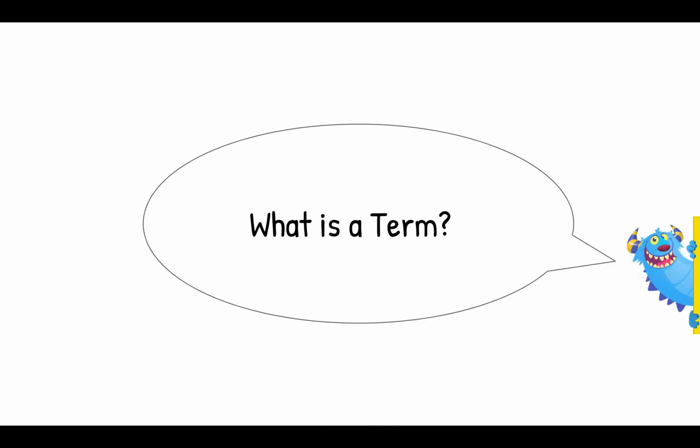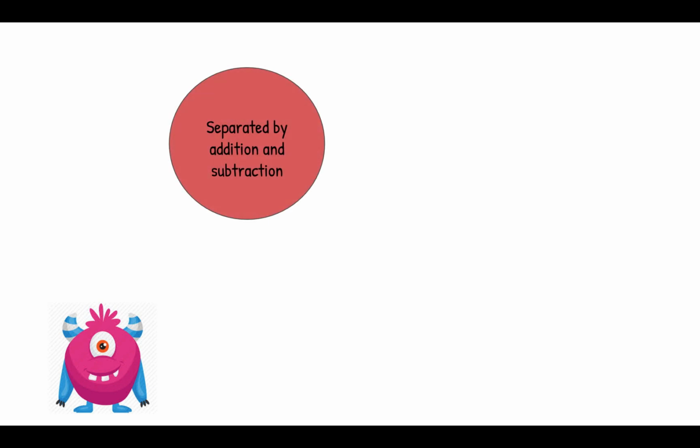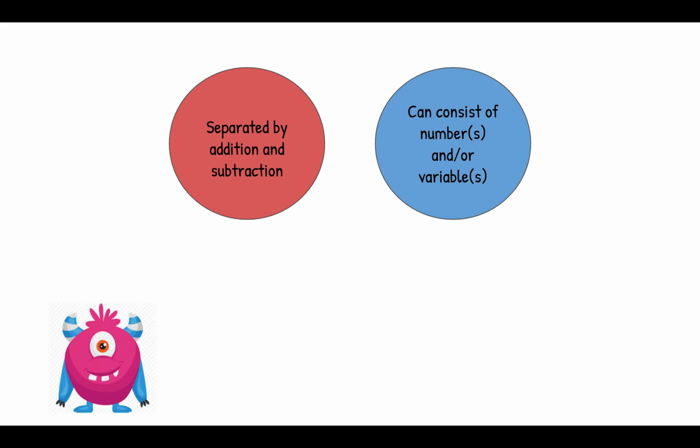So now, what is a term? A term is separated by addition and subtraction. If you have a whole sequence of terms, which we're going to get into later, the way to differentiate one term from another is by looking for addition and subtraction symbols separating each one, or addition and subtraction symbols in the middle of each other. They can consist of numbers and or variables, so they can be a single number, they can have numbers and variables, or they could just be a variable.